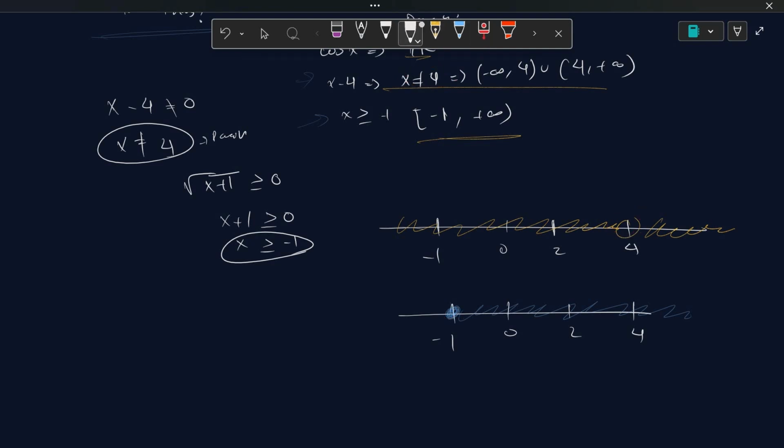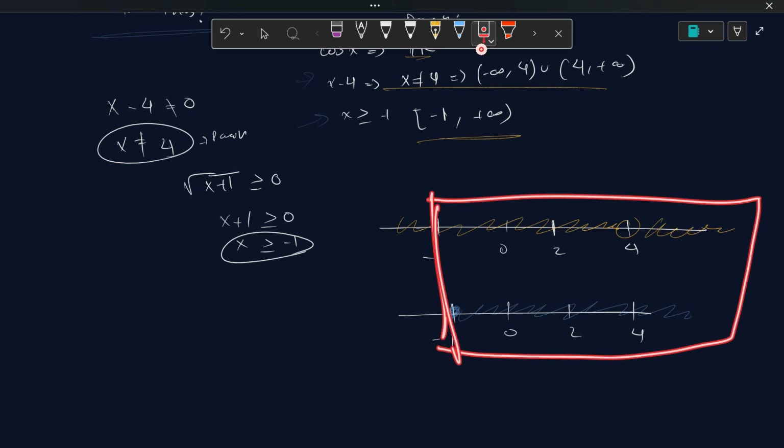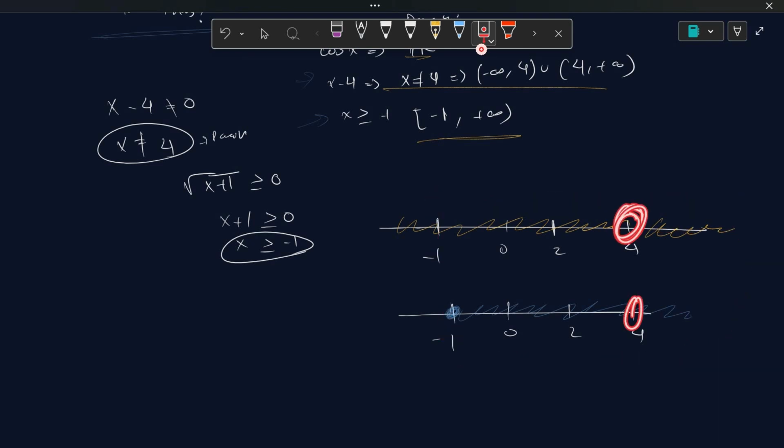Okay, so now what is going to be the intersection of all these points? You see from here it's going to cut, and both of them are going to infinity. So this should be the intersection of both. But here 4 should be excluded, because in this one the 4 is excluded.